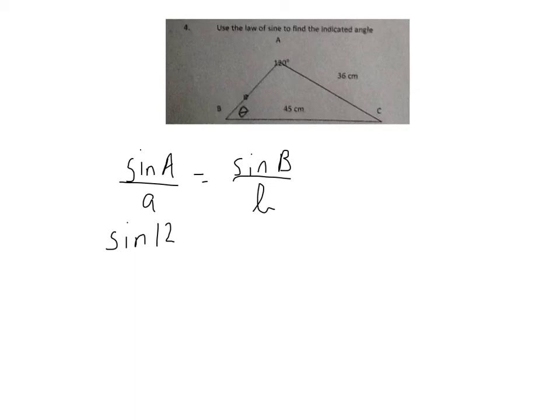Use the law of sine to find the indicated angle. So we know that the law of sine says that sine of angle A divided by side A is equal to sine of angle B divided by side B. Angle A is equal to 120 degrees. Side A is equal to 45 centimeters. Angle B is what we're trying to find, so we'll just write theta here. And side B is equal to 36.